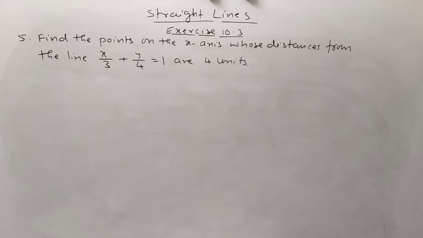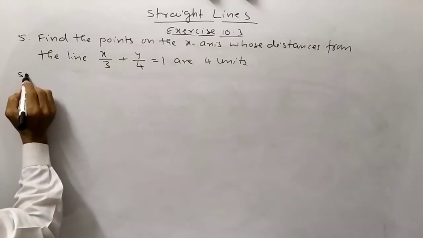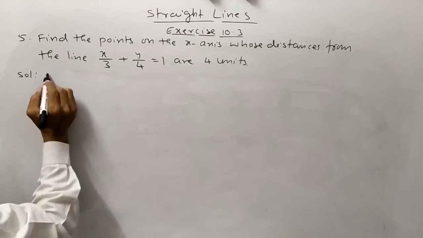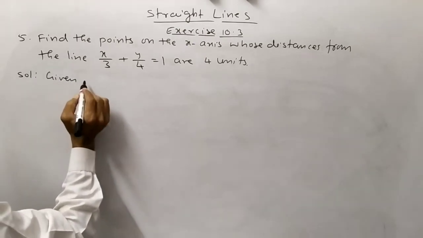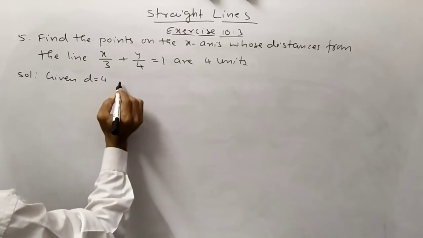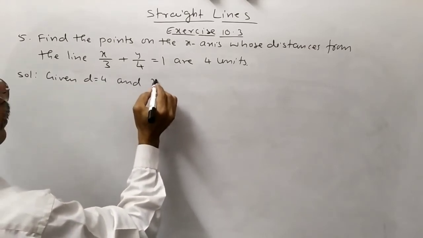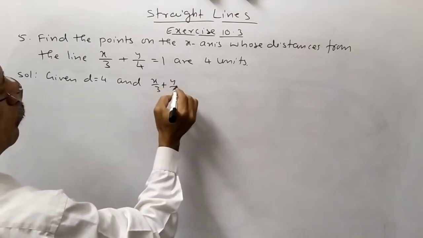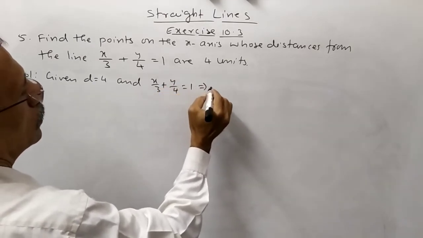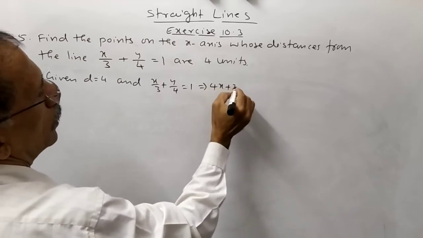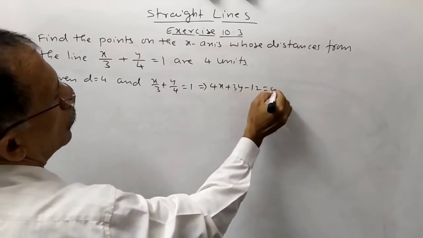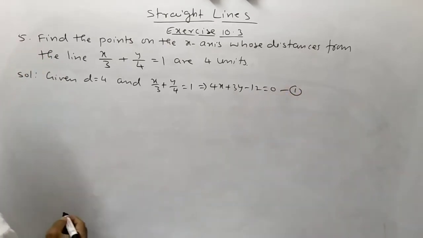Next question. Find the points on the x-axis whose distances from the line x by 3 plus y by 4 is equal to 1 are 4 units. Solution. Given d is equal to 4 and x by 3 plus y by 4 is equal to 1, this implies 4x plus 3y minus 12 is equal to 0. Say number 1.